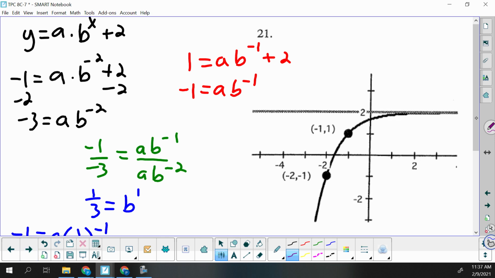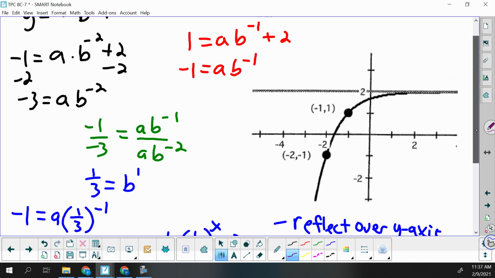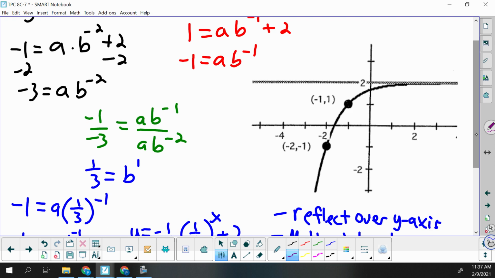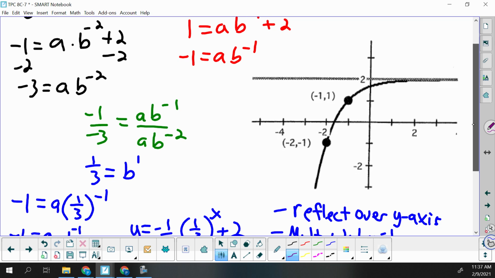21, we had a leveling off at 2, so we should have a +2 on the end. Be careful when you divide your equations. We have -1 minus a -2. So minus a -2 really gives us a +2, so we'll end up with b to the first. So we get b is 1/3.